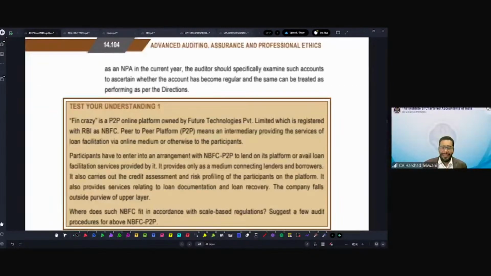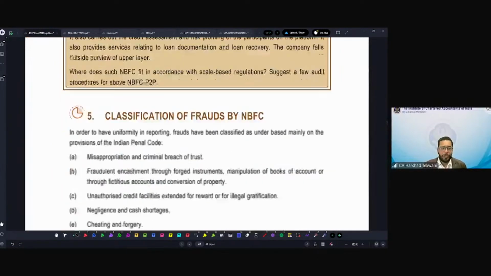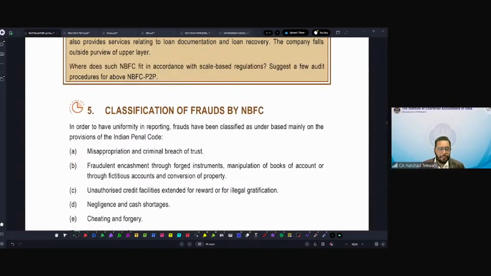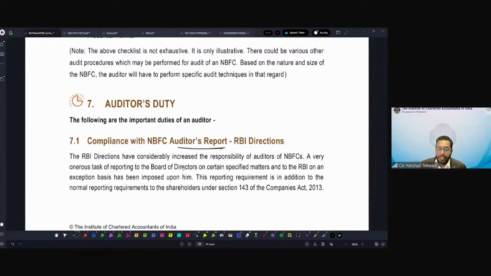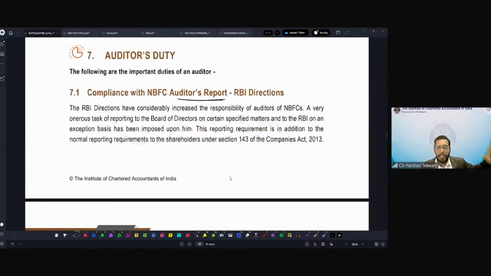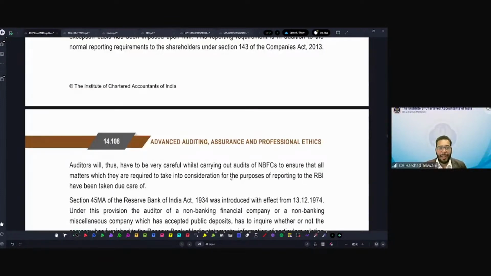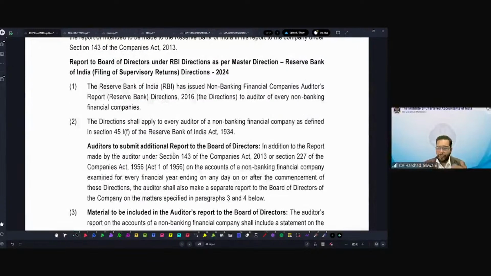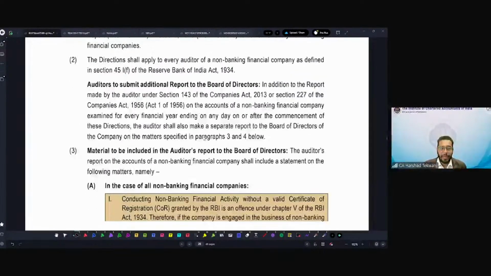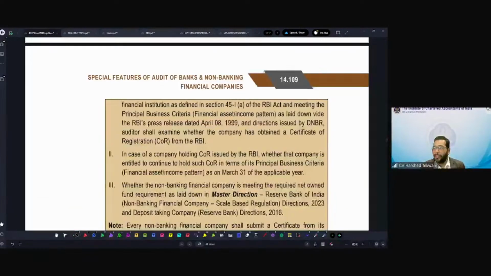Then there is a classification of frauds. Then an audit checklist is there. I would request you to read all these things, so that by the time we reach the auditor's report, we will be pretty much clear about what is required to be done when it comes to the reporting part. Because we have discussed prudential norms and how to audit, now we just need to discuss the reporting requirement with respect to that. Remember the master directions and supervisory written directions that I just showed you right now. We will discuss that then with respect to the reporting requirement.